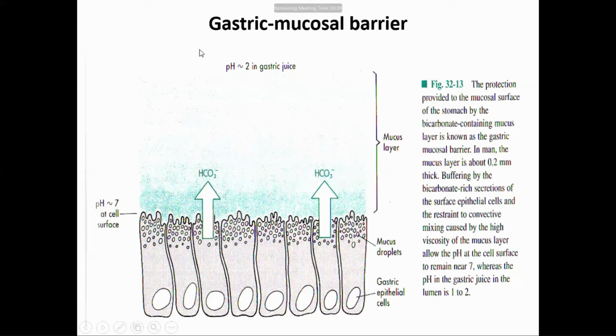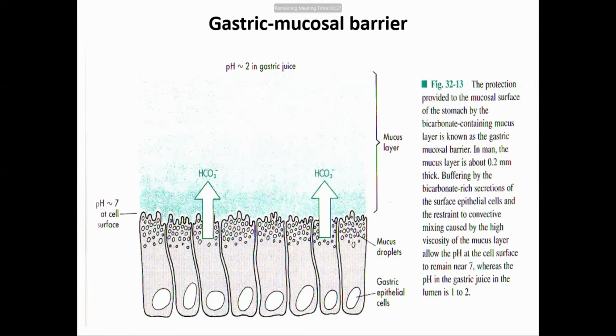In the lumen of the stomach, the pH is highly acidic, and at the surface of the cell, the pH is alkaline. If this highly acidic gastric juice tries to come in contact with the epithelial cells, it is neutralized. Hydrogen ion combines with bicarbonate, carbonic acid is formed, and carbonic acid is converted into water and carbon dioxide. Due to this reason, there is no autodigestion of the stomach.